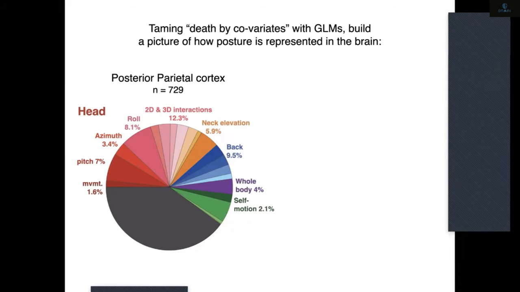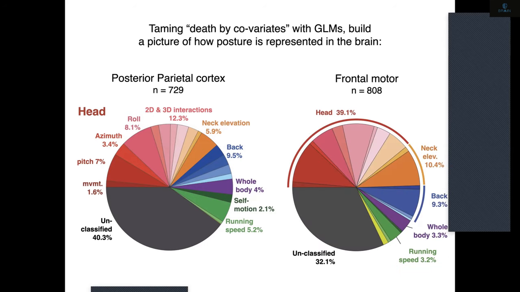It cared about other aspects of the body as well, the neck elevation, back posture. Some cells cared about all of these features altogether. And then there were the so-called unclassified cells, which I kind of like because it means we need to track more and there's more work for us to do. And I'll just say it's roughly the same story looking up at the frontal motor areas that parietal cortex connects with. And that's all well and good, right? And so if we have nice tracking and we have GLMs, this is about as far as we can get, but no one wants to stop there.